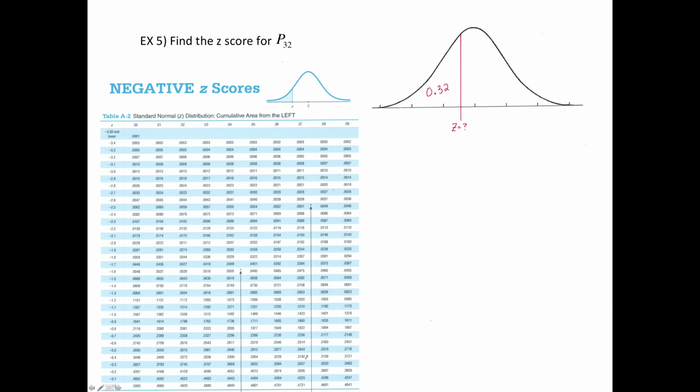So let's see. It seems to be this one. This is the closest to 0.32: 0.3192. And then the z-score would be, go this direction, it's going to be a negative 0.4. Go this direction, and it ends with a 7. So that's the z-score, negative 0.47.